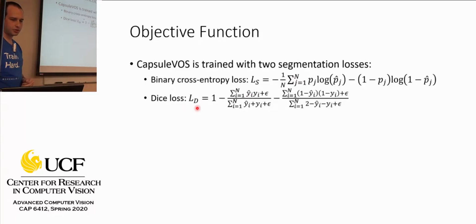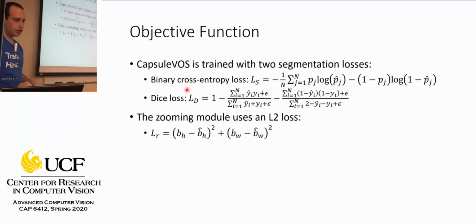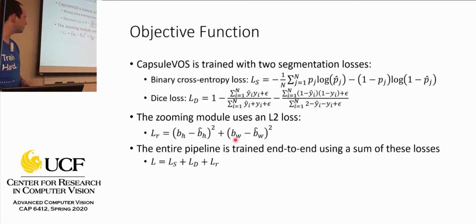And we also have a dice loss, which helps us have finer grain segmentations. And then to train the zooming module, we just have an L2 loss, which predicts the height and width the box needs to be around the object of interest. So we have a predicted height and width, and the ground truth is the height and width necessary to encompass the entire object within those 8 frames. Then we add a little margin to make sure we don't cut off the object. And then the network is trained end to end just using the sum of these 3 losses.